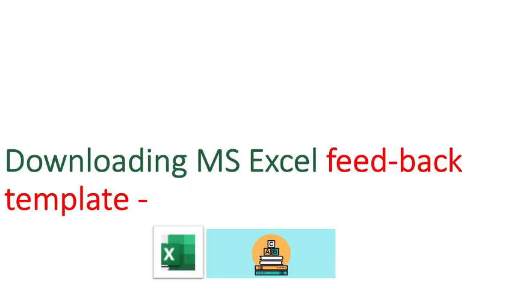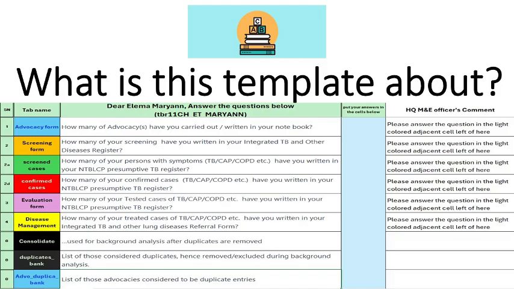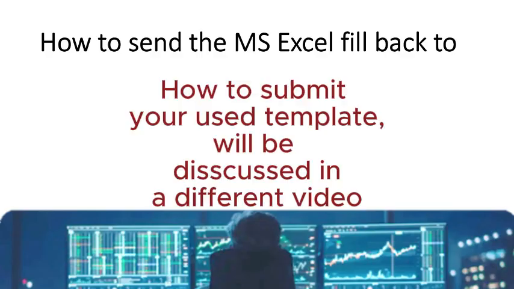Downloading the MS Excel feedback template, which instructs users on how to obtain the template from WhatsApp. Using or filling the MS Excel feedback template: a tab-by-tab walkthrough explains how to correctly use and interpret the template. Submission of your MS Excel feedback template details how to send the completed template back to the project team via WhatsApp or email.